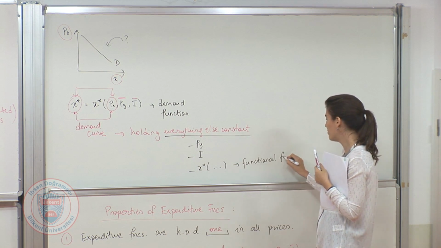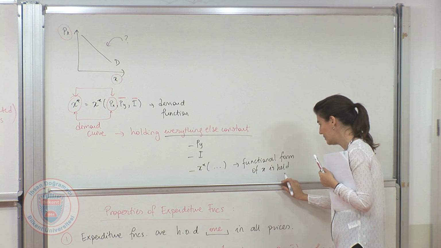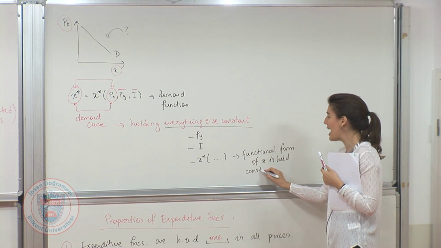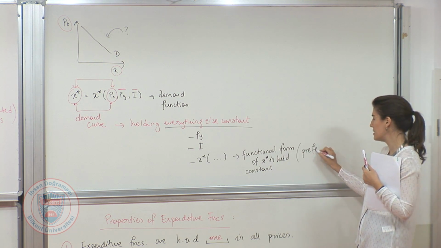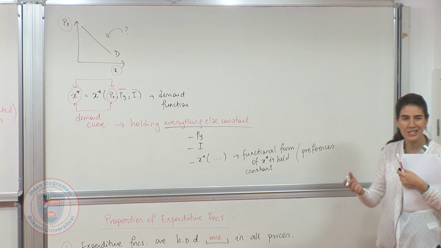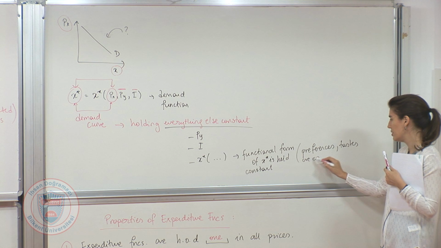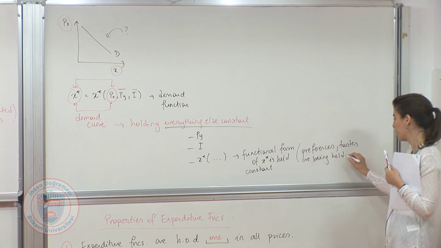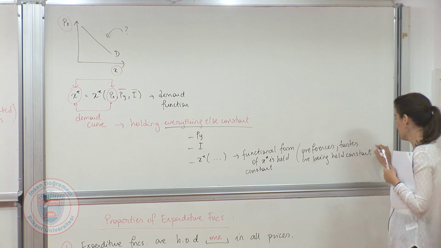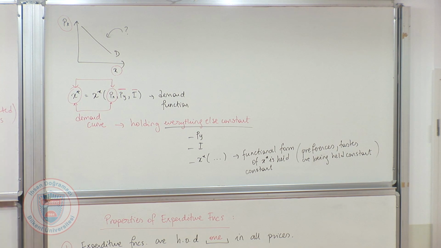Functional form of x is held constant. So basically, what does that mean? X star is held constant. It means that preferences, right? So your tastes are also being held constant, okay? So this is the case, okay? Now, just keep this in your mind, and this is how we get the demand curve.